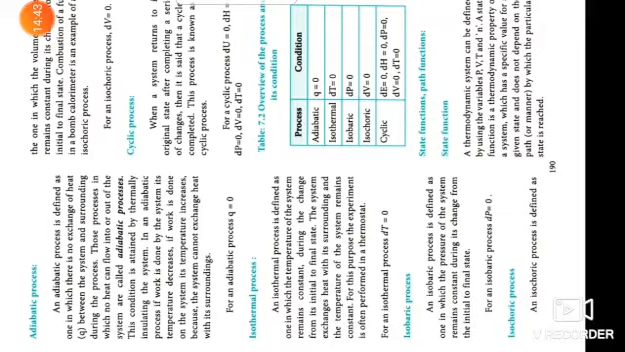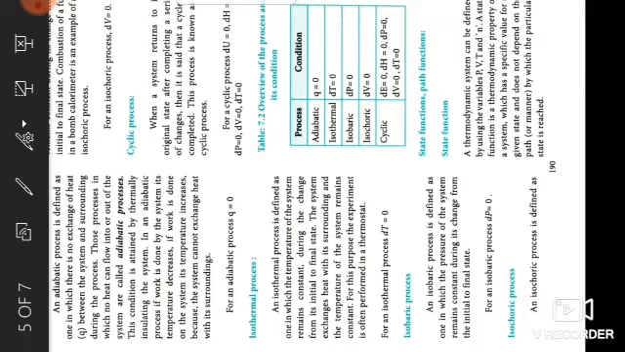So next we are going to see what is meant by adiabatic process. Adiabatic process is defined as there is no exchange of heat between the system and the surroundings. That is, no heat flow between the system and the surroundings during this process. So that is called adiabatic process. In one line, there is no exchange of heat between the system and the surroundings during the changes in the process.